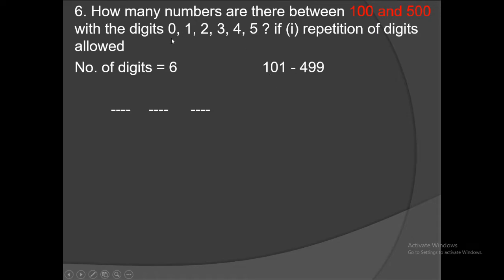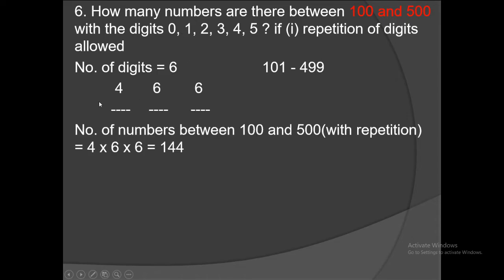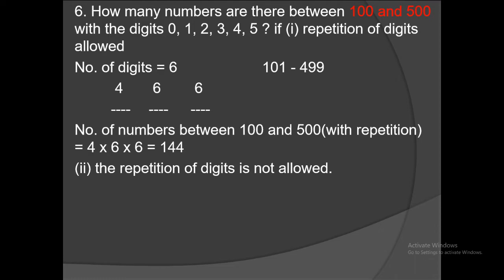You cannot use 0. If you use 0, it is a 2-digit number. If you use 5, it goes beyond, above 500, and it is asked between 100 and 500, so you cannot use 0 and 5. Leaving 0 and 5, we have 4 numbers, 1, 2, 3, 4. In the second place there is no condition, you can use any number from 0 to 5, so 6. Third place also has no condition because repetition is allowed, so the same 6. So the number of numbers between 100 and 500 with repetition is 4 into 6 into 6, which is 144.